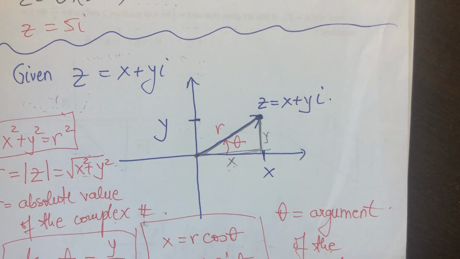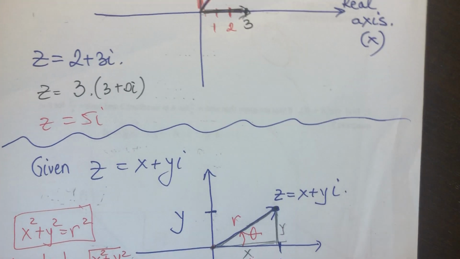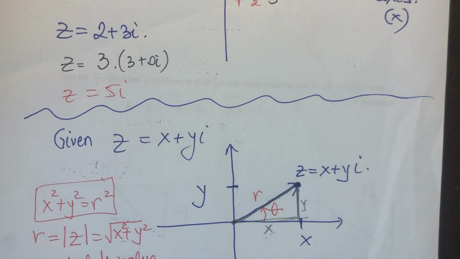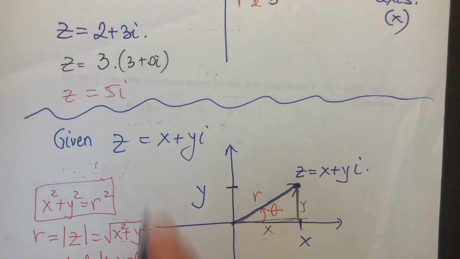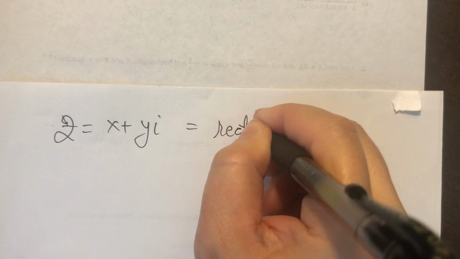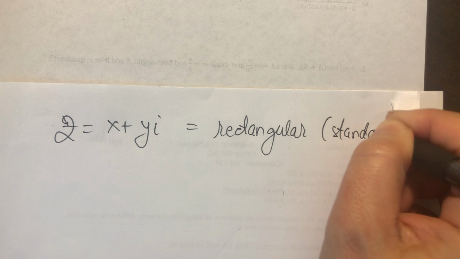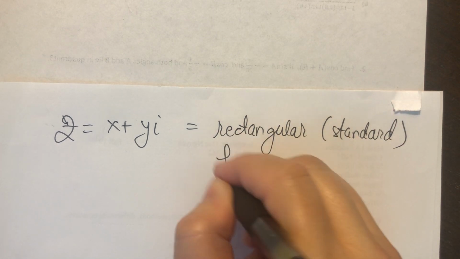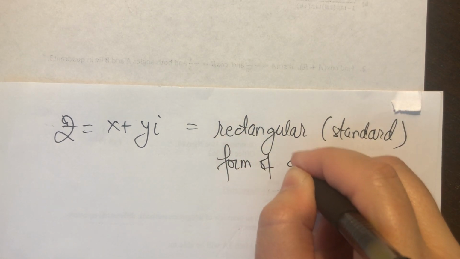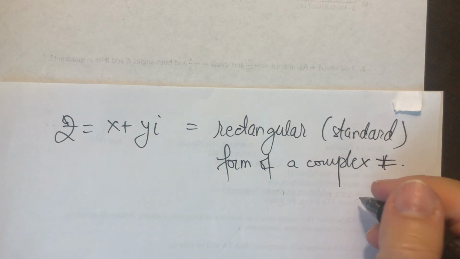Now, let me move on. I'll just write on the next page. So this here, z equals x plus yi, is called a rectangular form, or sometimes called a standard form, of a complex number.